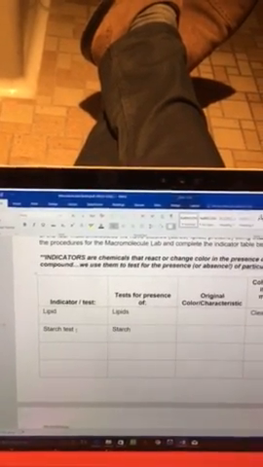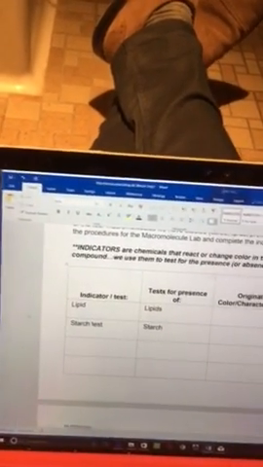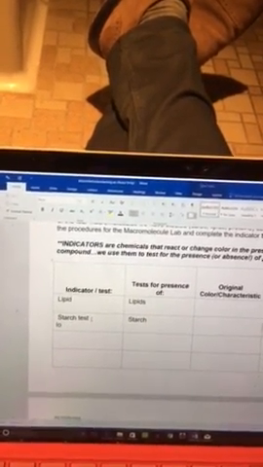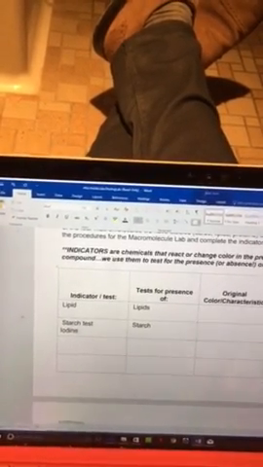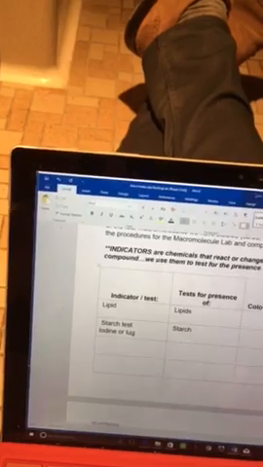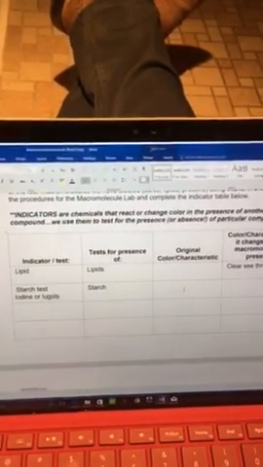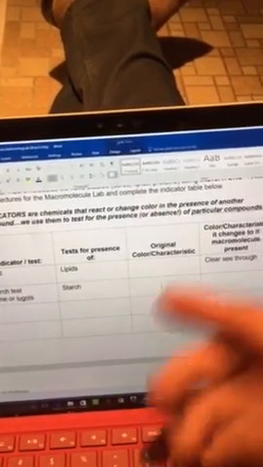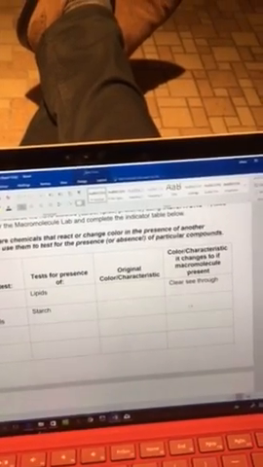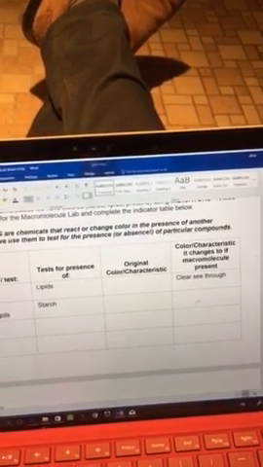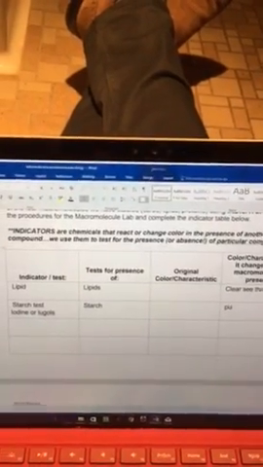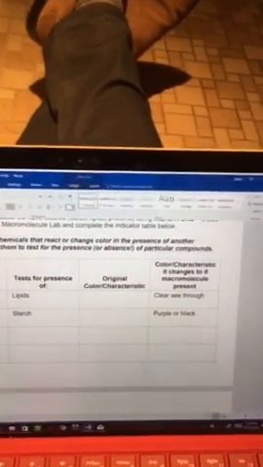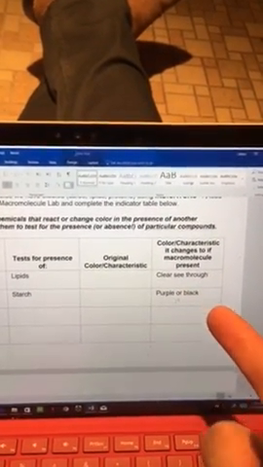I want to clarify one thing going back right here. Another name for the starch test is the iodine test. Sorry, I'm typing with one hand. Or Lugol's test. And that's going to test for the presence of starch. So the original color characteristic, you're going to write that down for whatever substance. The color that you're looking for to see if you have a positive for starch is going to be purple or black. So the color that you're looking for to see if you have any starch is purple or black.